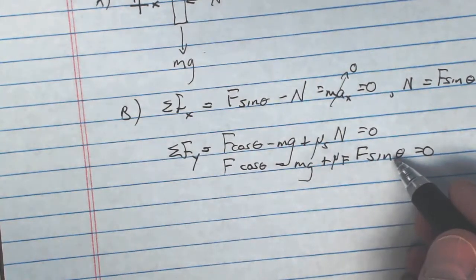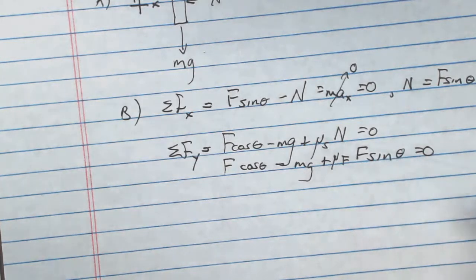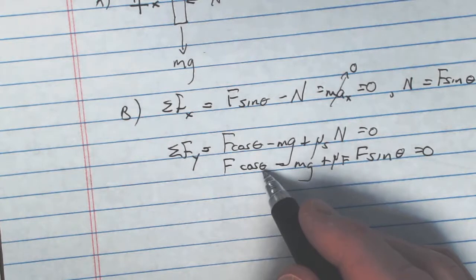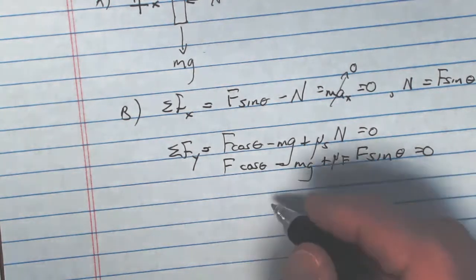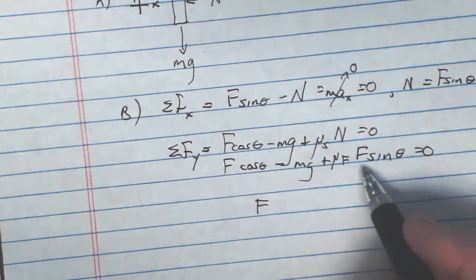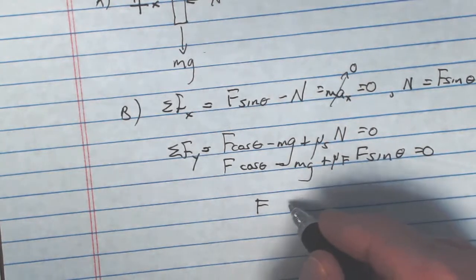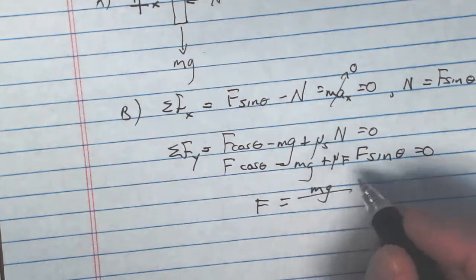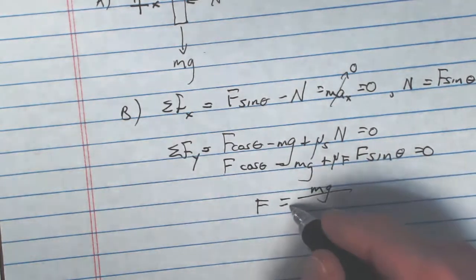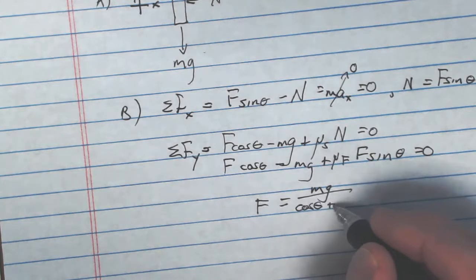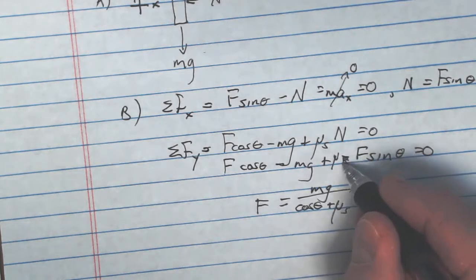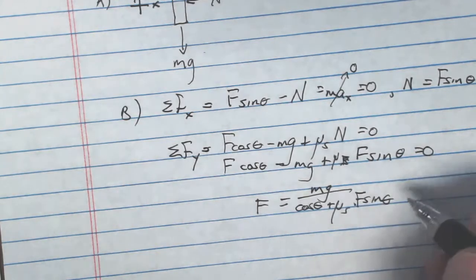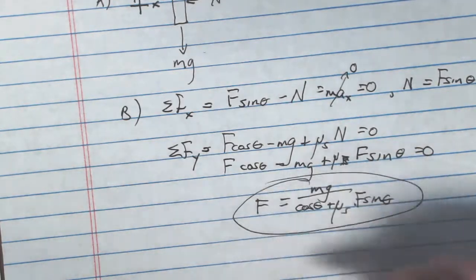Remember, what you're asked for is the force you have to push with. And so I can solve this equation for F, just leaving both F terms on the left side of the equation, which will give me F cosine theta plus mu F sine theta. But I'll just keep that in mind for a moment. Take the mg to the other side, and then divide by cosine theta plus mu static, I'm sorry, mu static sine theta. And that's it. That's my answer to part B.